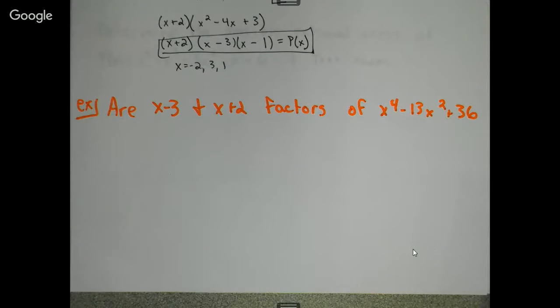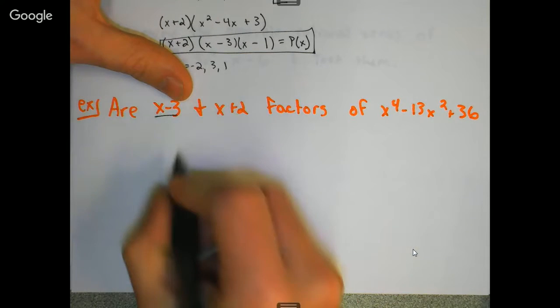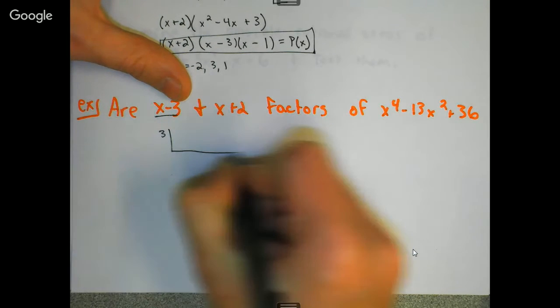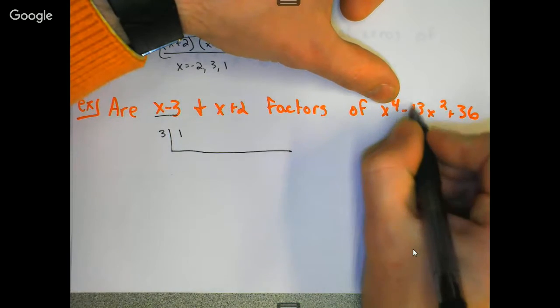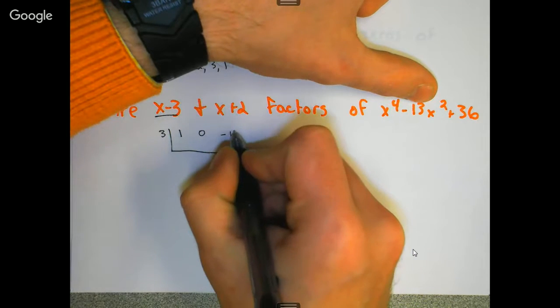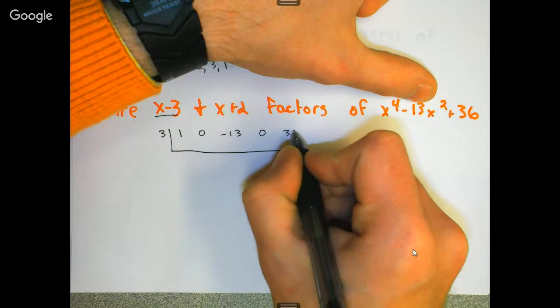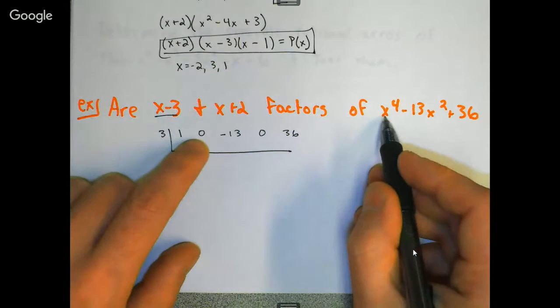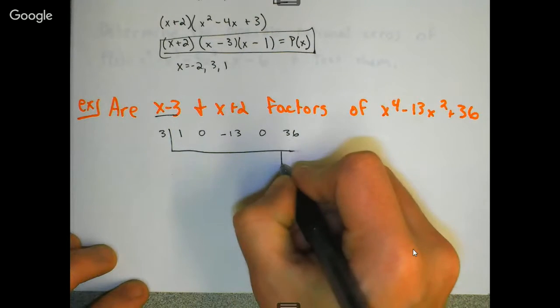Are x minus 3 and x plus 2 factors of this polynomial? Okay, so it doesn't matter which one you check first. So let's check this one. So I'm going to bring a +3 for my synthetic division. I've got a 1. I don't have an x to the third, so I put a 0. Minus 13, 0, and 36. So I've got x to the fourth, 3, 2, 1, constant. And we're looking at this remainder here.